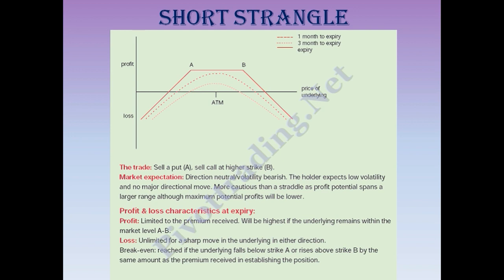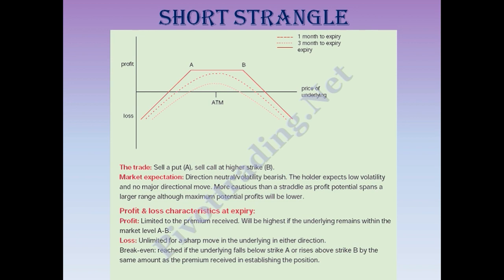So that was long strangle, that is you are buying the options, you are buying the call and put. Now this is just the reverse of it, that is short strangle. Short means you're selling, you're short selling. So then what I'm trying to say is short strangle means selling of out of the money call and out of the money put.